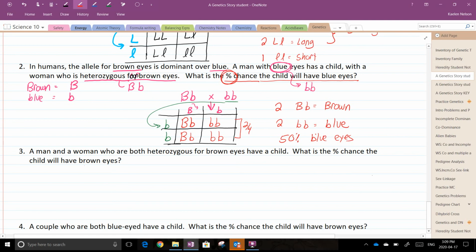And continuing on with our eye color question, a man and a woman are both heterozygous for brown eyes, okay? So they're both big B, little b. We're going to use the same notation as the question above. What is the percent chance the child will have brown eyes? Okay, so here's our two parents, big B, little b, times big B, little b. Okay, both heterozygous. And my Punnett square.